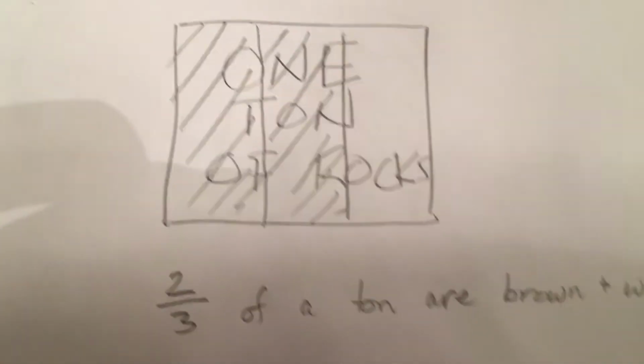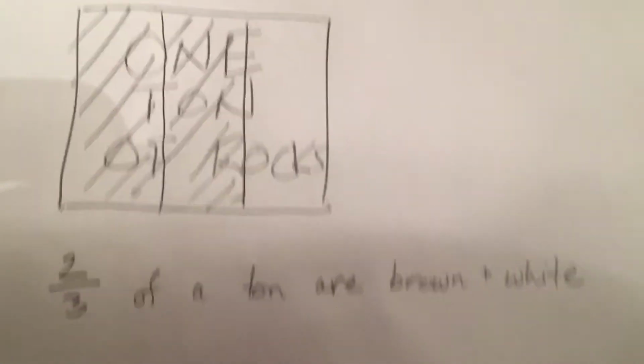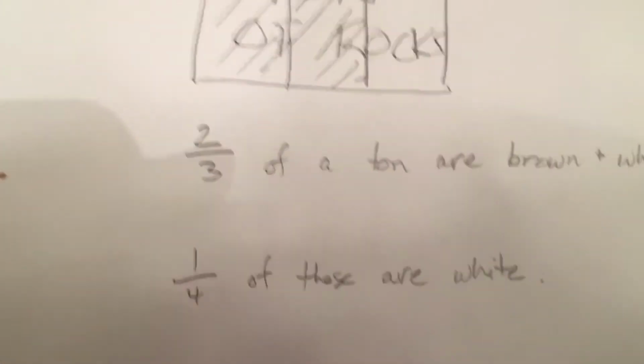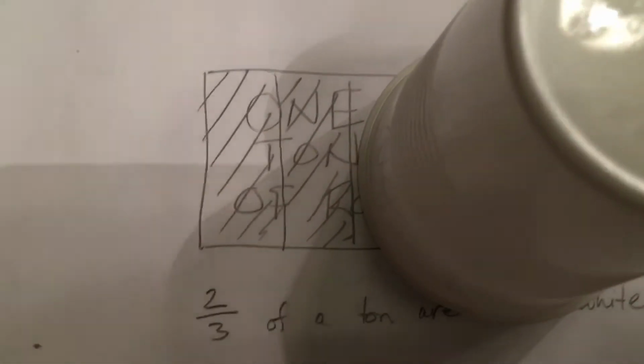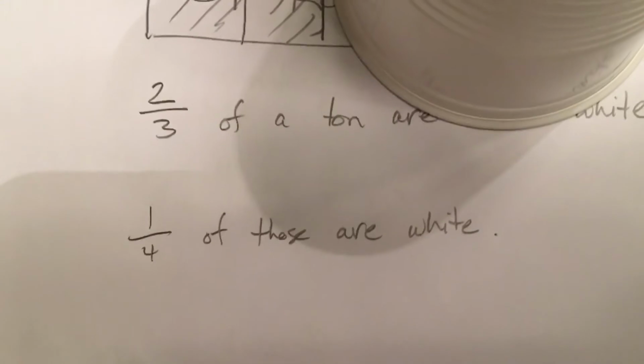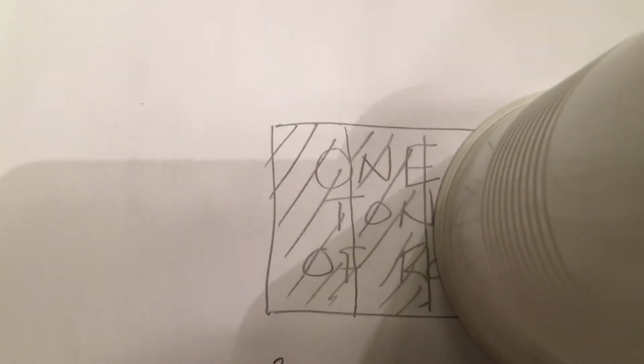So now 2/3 of those rocks are brown and white. Again, let's pretend those don't exist. I'd like to cover it with something, but I don't have anything. Oh, I'll just take this cup. There. Ta-da! Those don't exist anymore. Now, out of those rocks that we have, we imagine that 1/4 of those happen to be white. Well, how can I cut those into 4 pieces? Well, I cut them this way before. I'm going to cut them this way now.